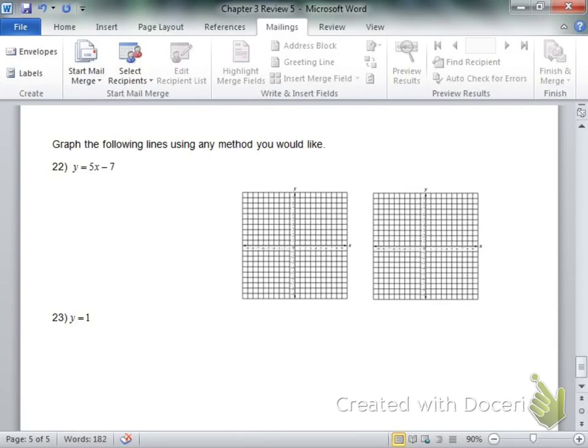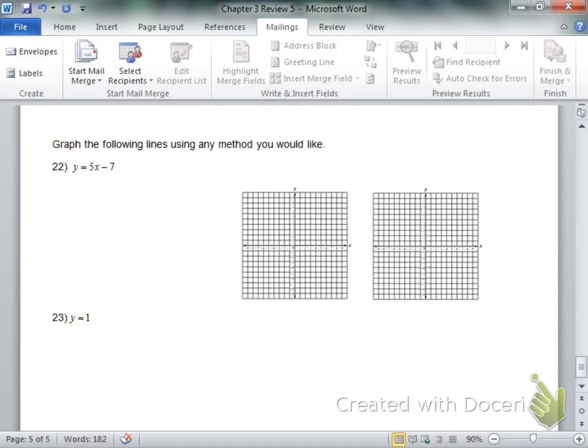For this section, it just says graph the following lines using any method you would like. So you get to pick the method. You can use a table, you can use M and B, or if it's just a y equals or an x equals with no other variables, then it's a special line. In an effort to save paper, I put the two graphs side by side. They didn't quite fit up and down, so sorry if that looks kind of weird for you.